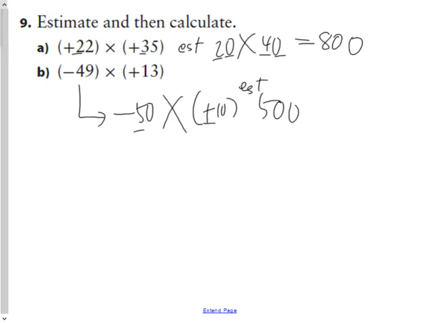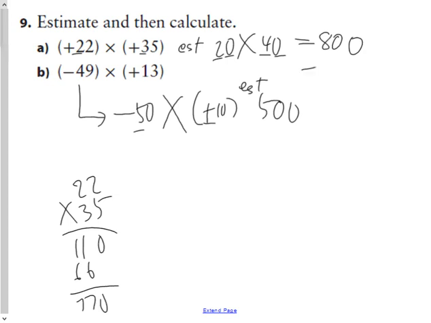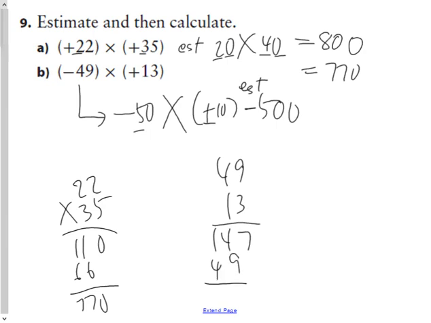And if I calculate them, you can use a calculator, or if you're adept at pencil and paper, you can use that. So for the first one, the calculation will be a positive 770. By the way, this is a negative 500. I forgot about that. And for the other one, 49 times 13. So it's my estimation, and it's my calculation.